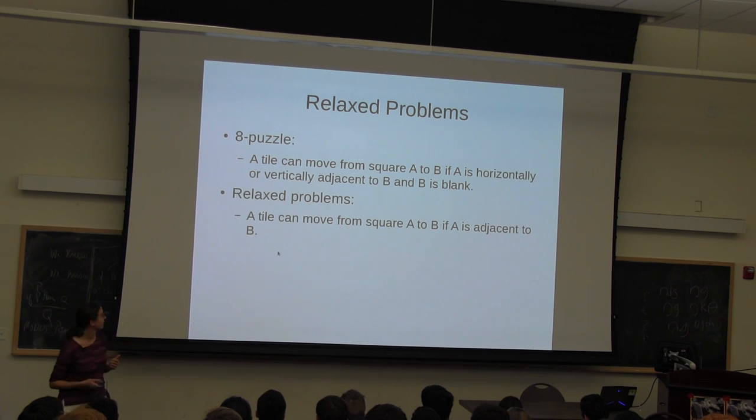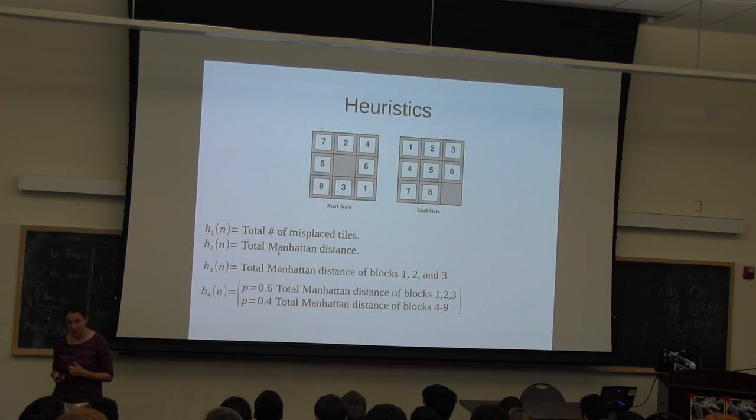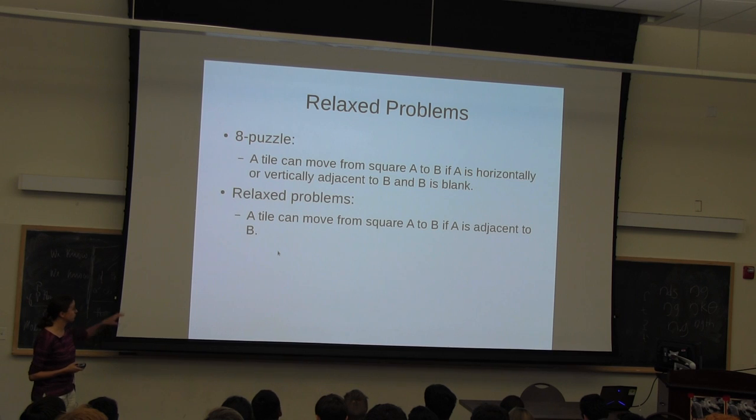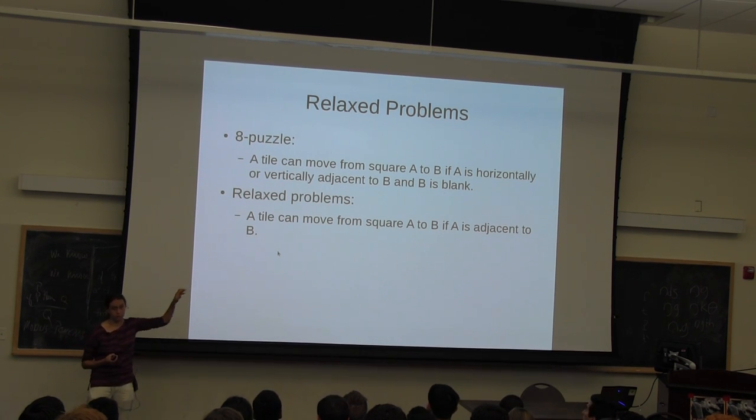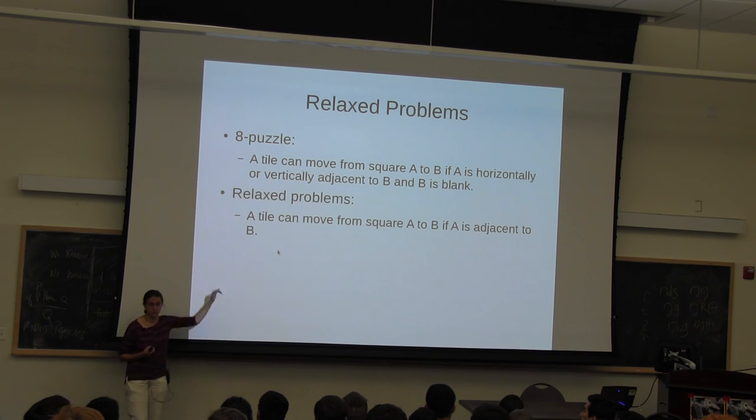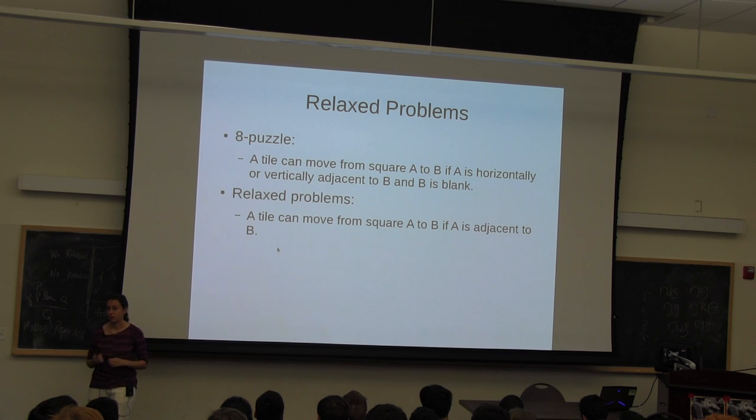It's one of the ones from the previous slide. Manhattan distance, right. So the cost of solving the relaxed problem is basically the Manhattan distance of all the tiles from their current location to the goal.